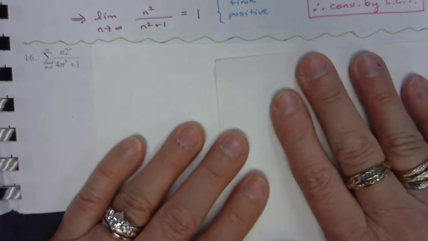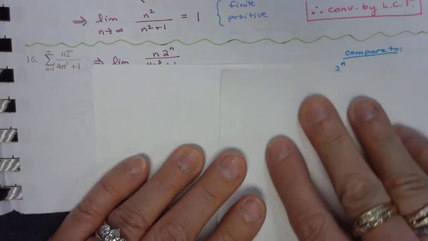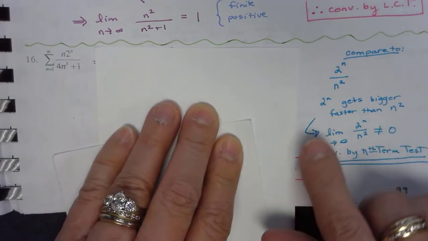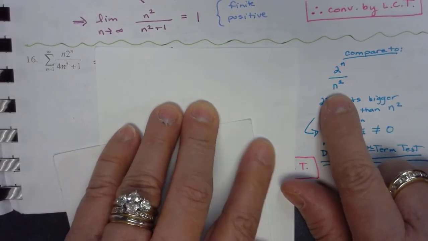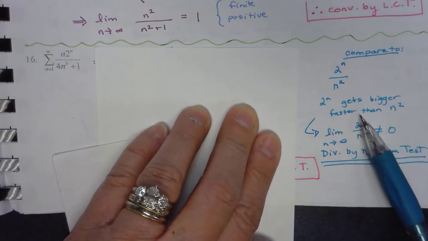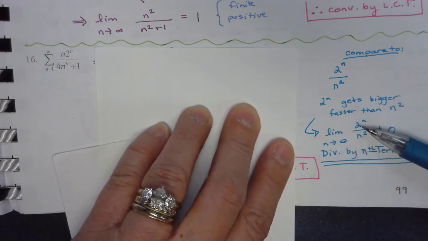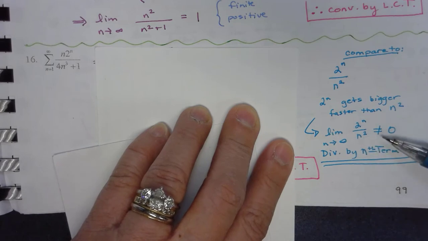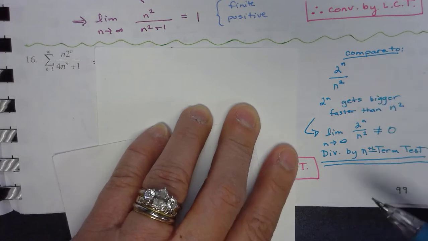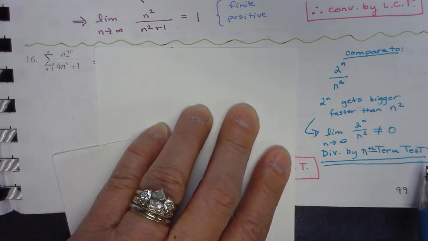And now we get a really interesting one. Notice on top I have a polynomial times an exponential function. What are we going to compare it to? We are going to compare it to 2 to the n over n squared. Now, what we know is 2 to the n gets bigger much faster than n squared does. So we're looking at the limit of 2 to the n over n squared, which is not 0. So this series diverges by the nth term test for divergence.